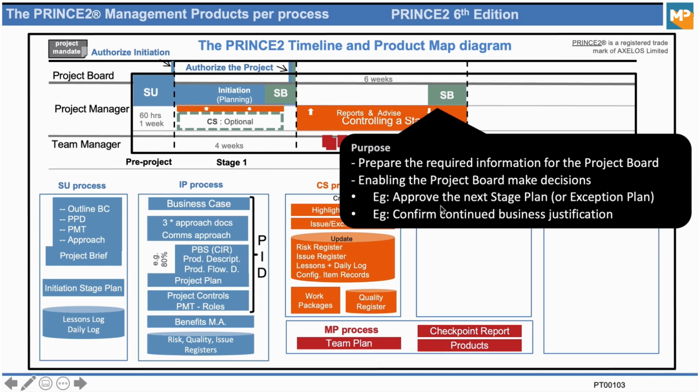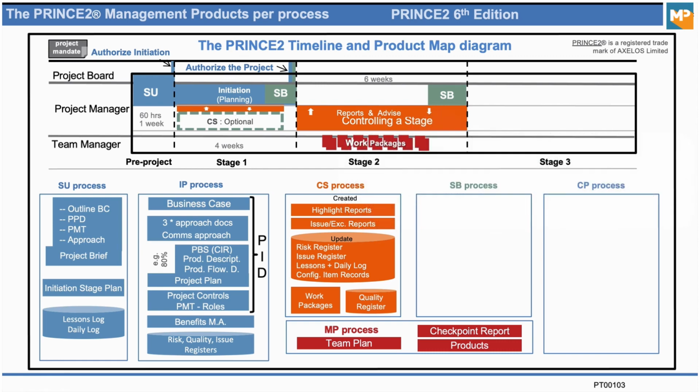So for example, they can approve the next stage plan, or they can also confirm that there's a business justification or a business need to continue with the project. So they will look in the business case for that. So that's what happens here.